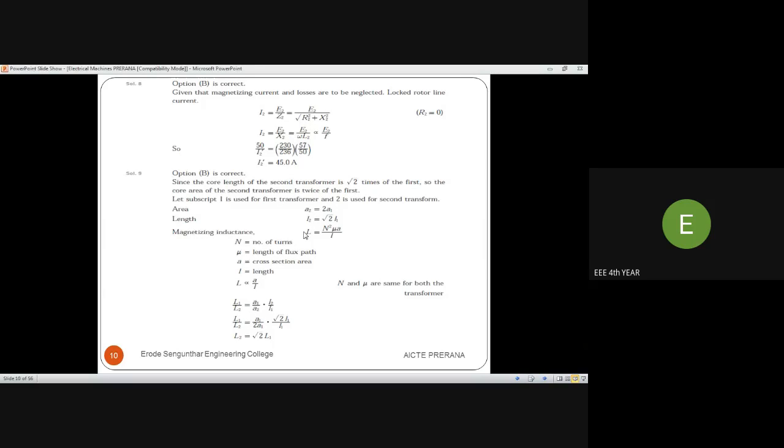Option B is correct. That is the solution 8. How is it possible? Given that the magnetizing current and losses are to be neglected, the locked rotor line current IL is equal to E2 by Z2. So it is a 3-phase induction motor, also known as a rotating transformer. That is, the rotor current I2 equals E2 by Z2.